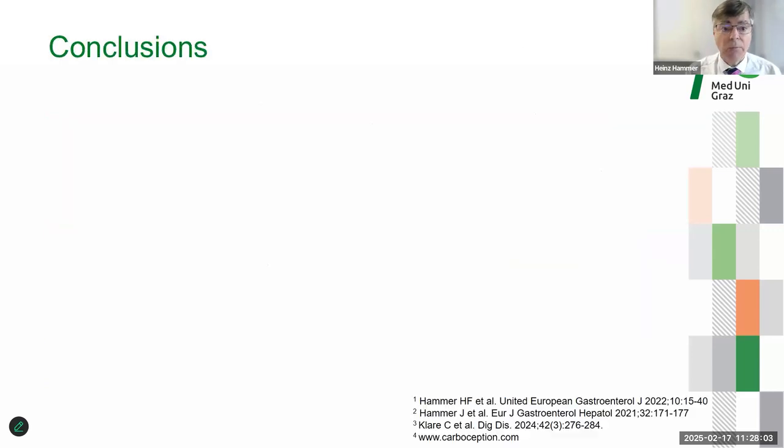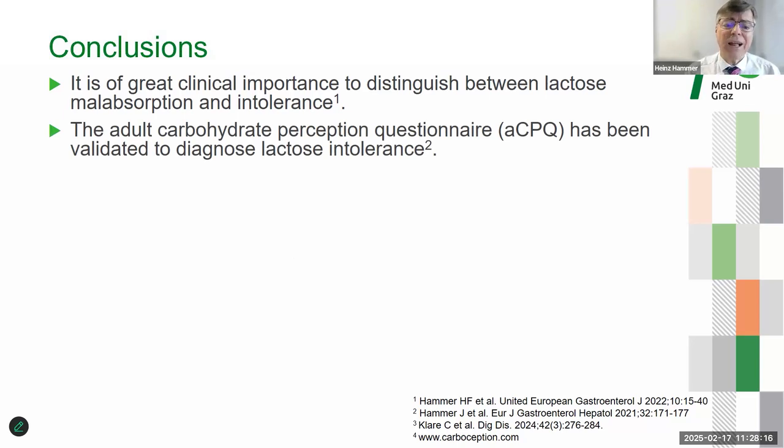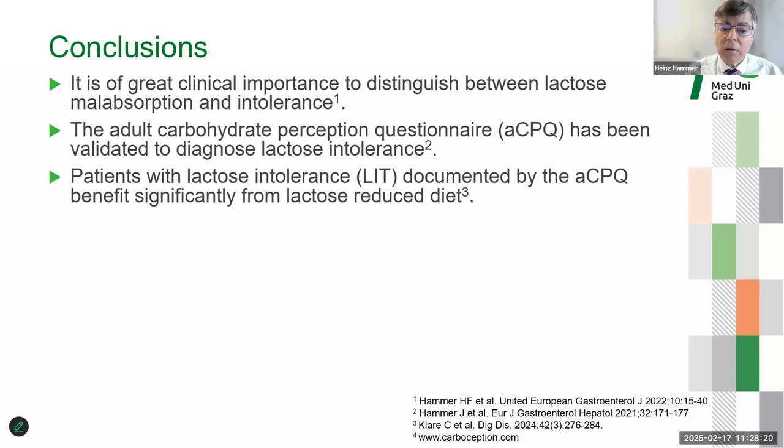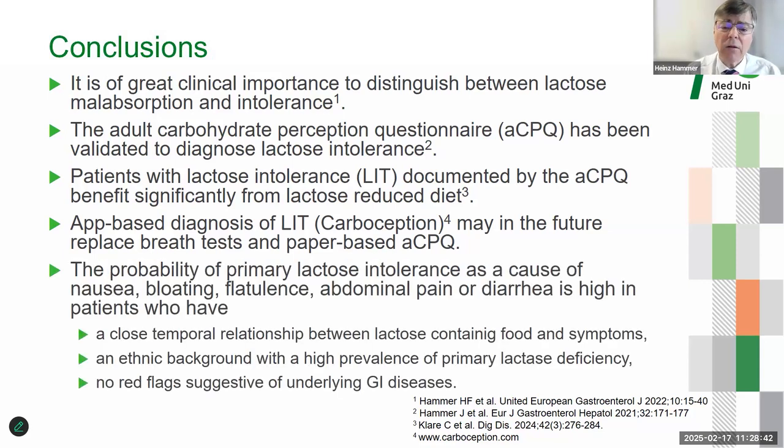And finally, the conclusions. It is of great clinical importance to distinguish between lactose malabsorption and intolerance. The adult carbohydrate perception questionnaire has been validated to diagnose lactose intolerance. Patients with lactose intolerance documented by the aCPQ benefit significantly from lactose-reduced diet. App-based diagnosis of lactose intolerance and other carbohydrate intolerances may in the future replace breath tests and paper-based aCPQ. The probability of primary lactose intolerance as a cause of nausea, bloating, flatulence, abdominal pain, or diarrhea is high in patients who have a close temporal relationship between lactose-containing food and symptoms, have an ethnic background with a high prevalence of primary lactase deficiency, and have no red flags suggestive of underlying GI diseases.